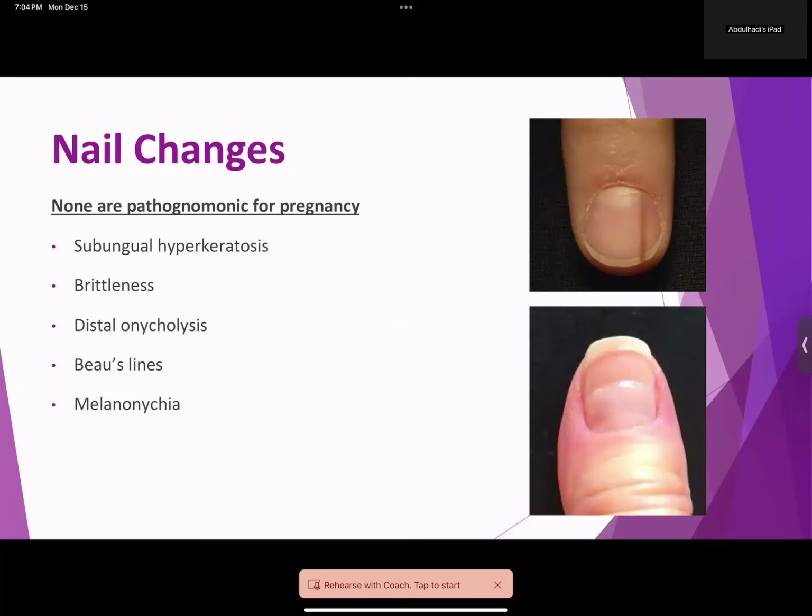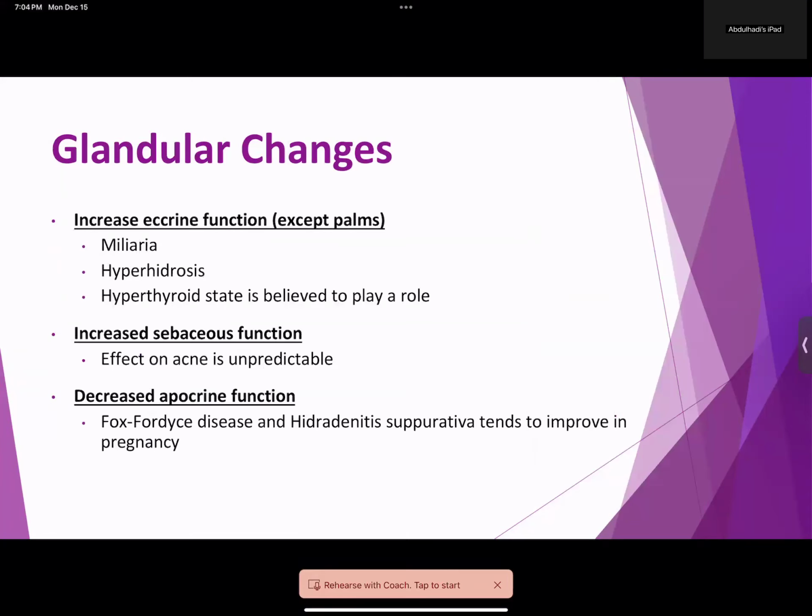There are no specific changes in the nail, except if she already has a longitudinal nevus, it can get a little bit darker, melanonychia. Other than that, there are no specific nail changes. Now, what about sweating? Sweating increases all over except in palms and soles. They can become more sweaty on the back. That will lead them to miliaria. And we have a couple of subtypes like miliaria rubra, for example.